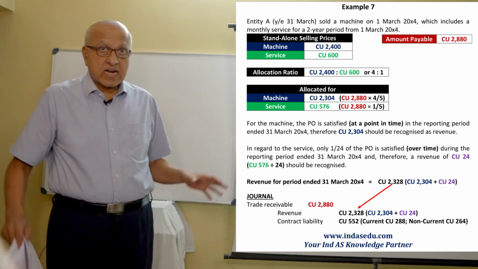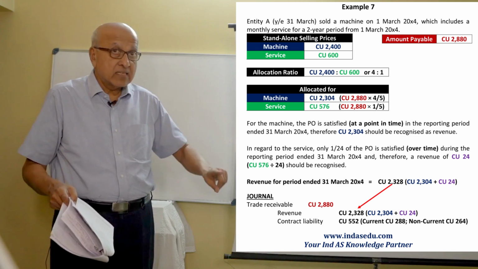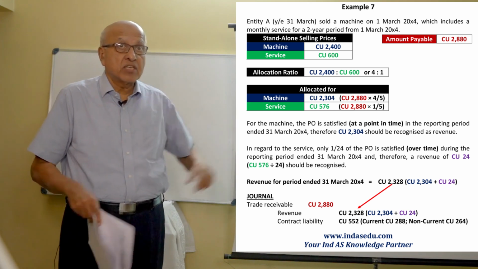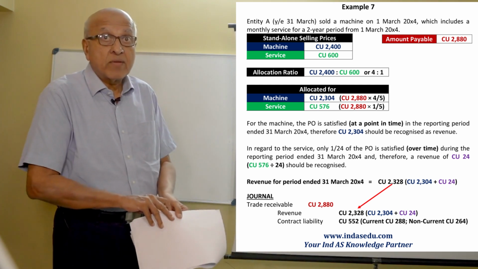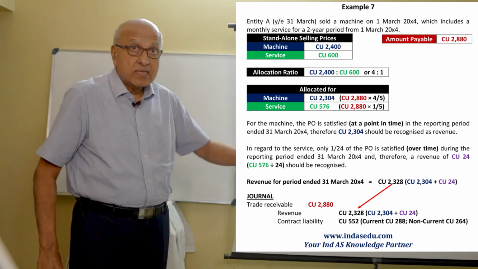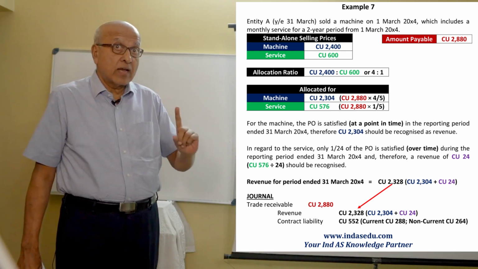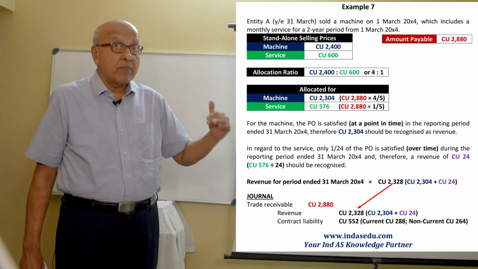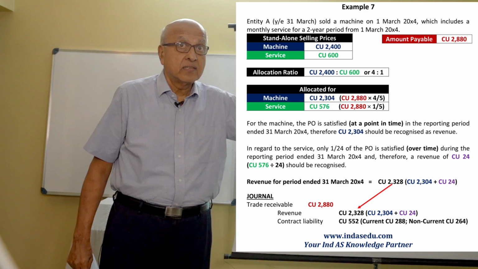So one contract, combination of contract, two performance obligations. One is satisfied at a point in time, the machine, and one is satisfied over time. That means servicing provided. That particular performance obligation has 24 distinct services to be provided.